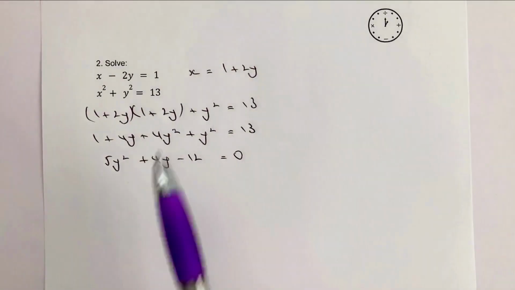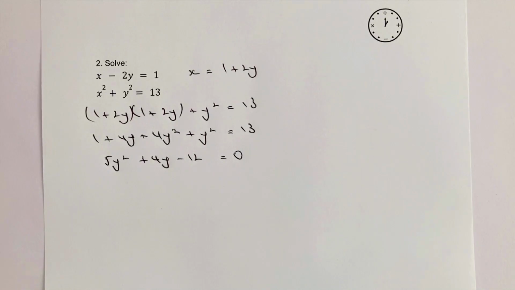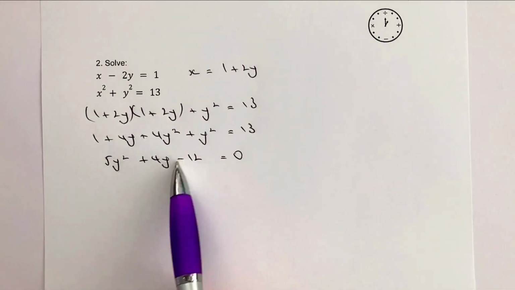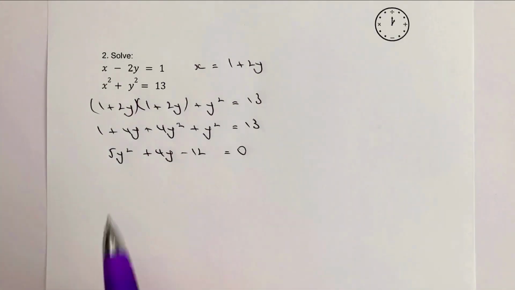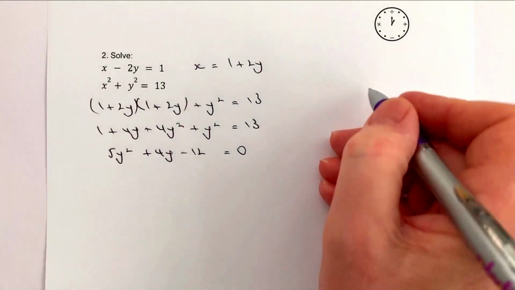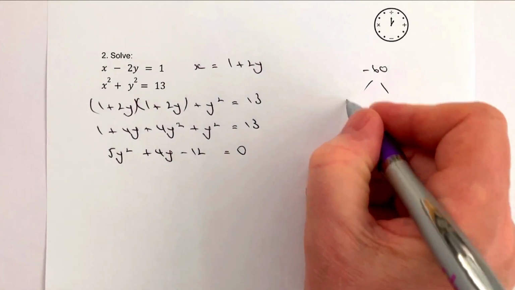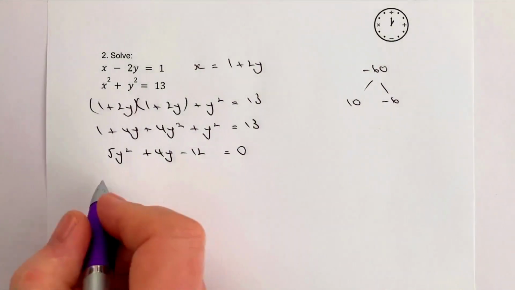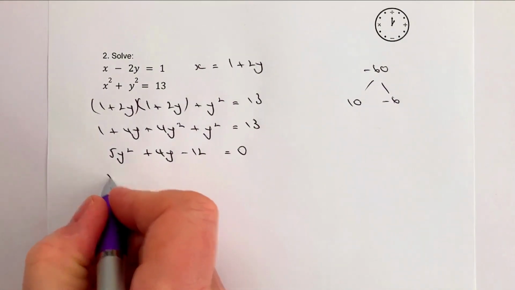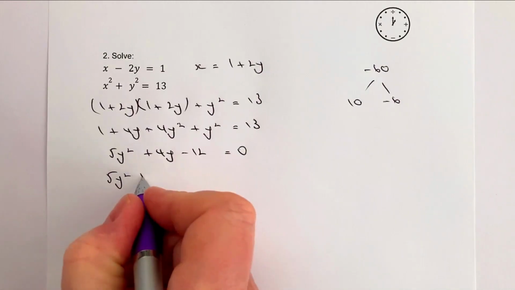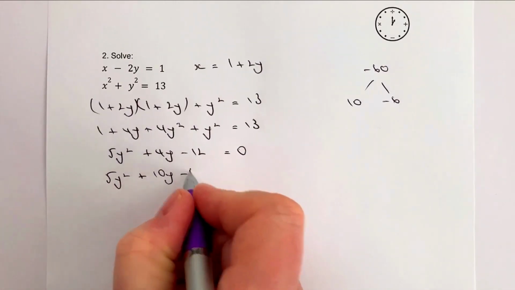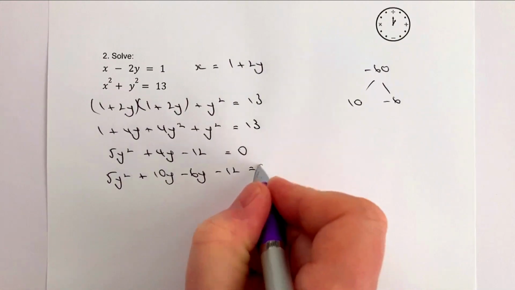Okay, so I appreciate I've gone through that again very, very quick, but if you're feeling all right with these sorts of things, then hopefully that shouldn't present too much of a problem. Okay, so we need to factorize this for y. So what I'm going to do is I'm going to say 5 times minus 12 is going to be minus 60. Two numbers that multiply together that have a difference of positive 4 is going to be 10 and minus 6. I can substitute now this as 5 times y squared plus 10y minus 6y minus 12 equals 0.